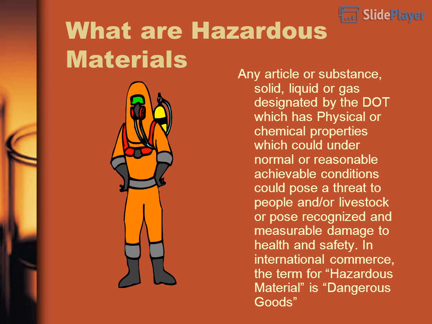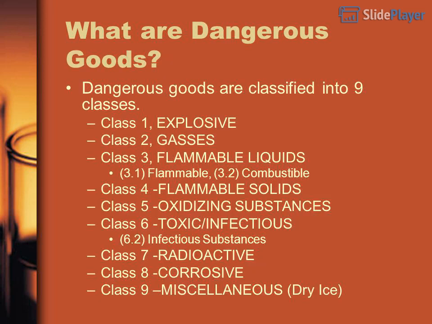What are hazardous materials? Any article or substance, solid, liquid or gas, designated by the DOT which has physical or chemical properties which could, under normal or reasonably achievable conditions, pose a threat to people and/or livestock or pose recognized and measurable damage to health and safety. In international commerce, the term for hazardous material is dangerous goods. What are dangerous goods?